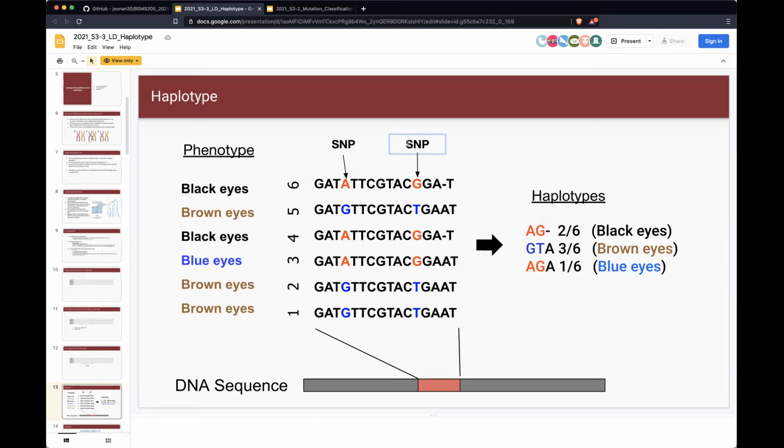So it's again another SNP on this position. So let me quickly fix this one.